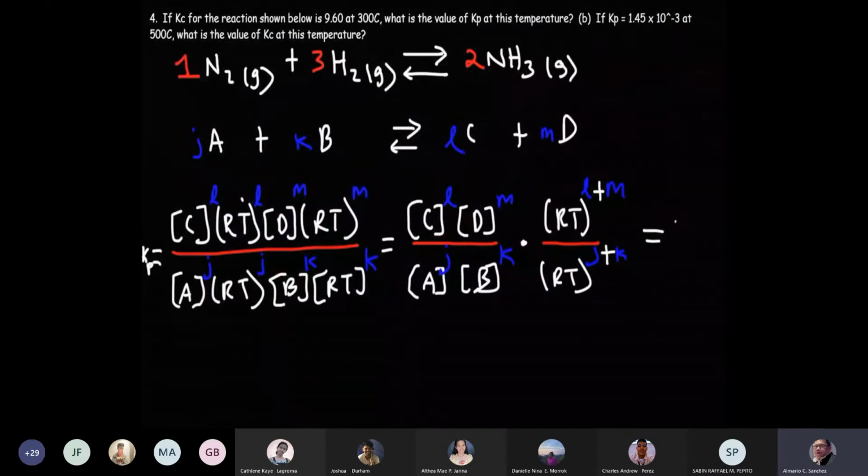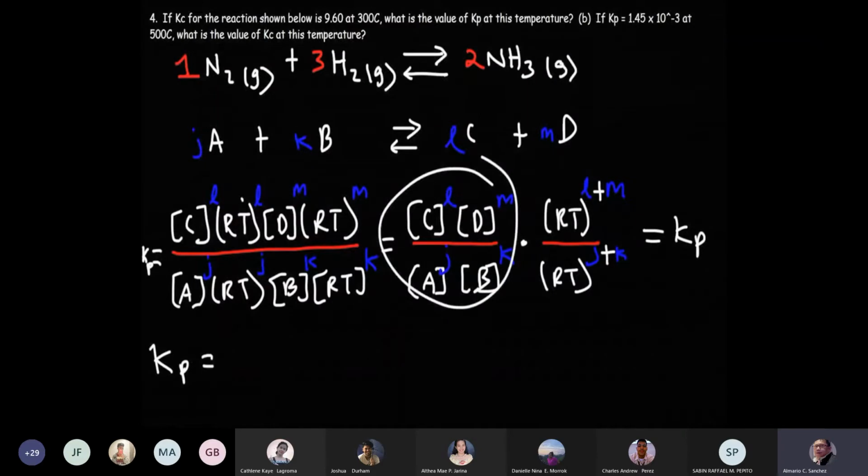So all of this is still equal to Kp. So we could say that Kp is equal. Now this is the equilibrium expression for Kc, products over reactants, but in terms of concentration. So we can replace this whole thing with Kc. So we have Kp equal Kc.